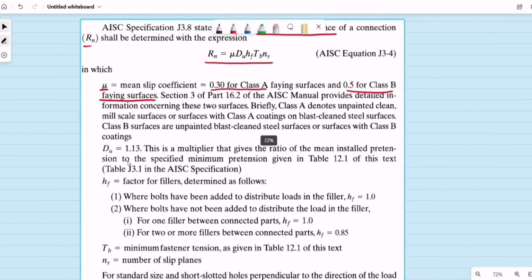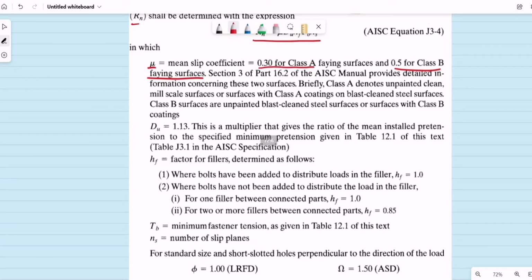Then we have the value of D sub u equal to 1.13. This is a multiplier that gives the ratio of the mean installed pretension to the specified minimum pretension given in table 12.1. But we have a separate table here from our NSCP, I think.